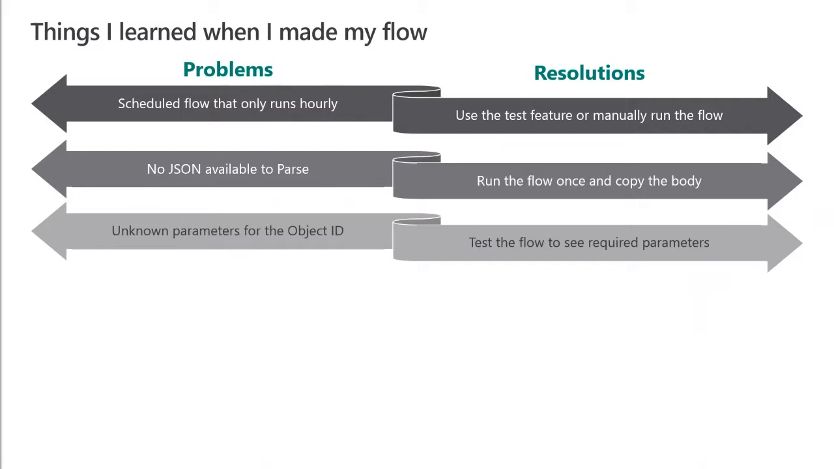Another tip here is if you have unknown parameters for the object ID, if you're using a get record is a great example, run the flow, and it will actually give you an error message. You'll need to pass at least one value in because the object ID is always required. So stick a value in there. You could just type ABC, and then run the flow.